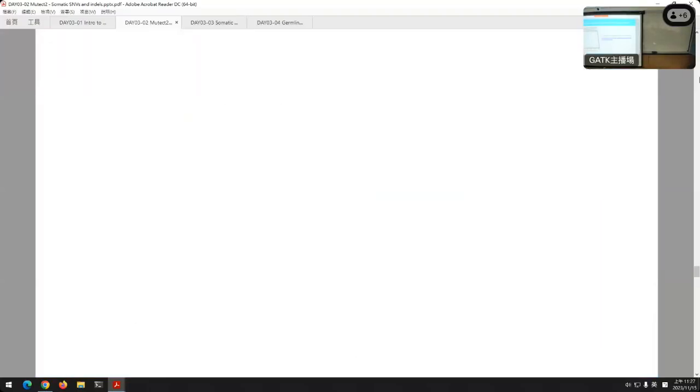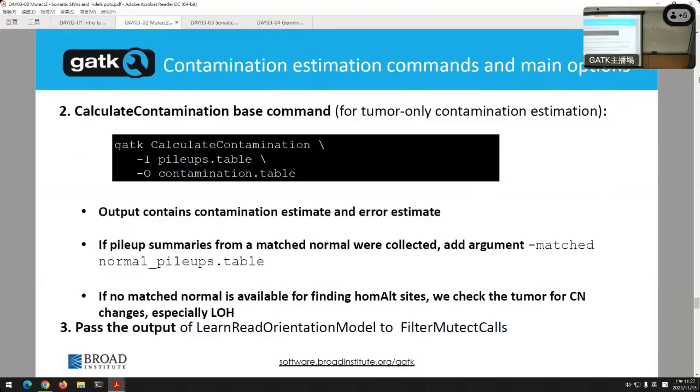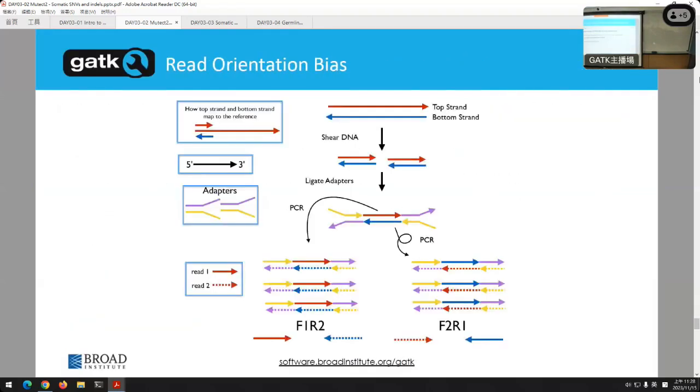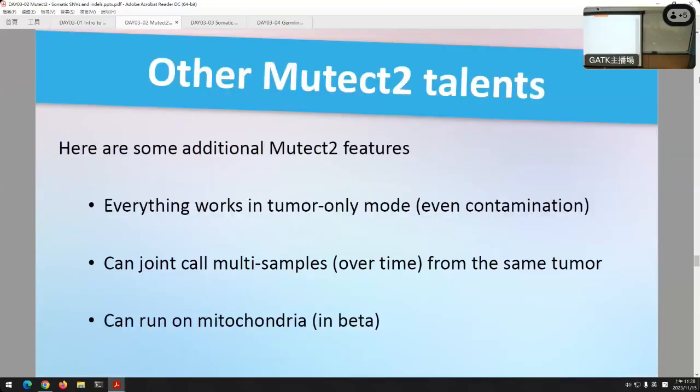This part I'm not going to have in the actual presentation proper, but it is there in your slides. Calculating contamination, for instance: there are details here for how you can run that. I'm not going to cover them in the live slides now, but they're here in your slides to take with you. Also mentioned here is that you can run it on mitochondria. I'll talk a bit about mitochondria tomorrow morning.